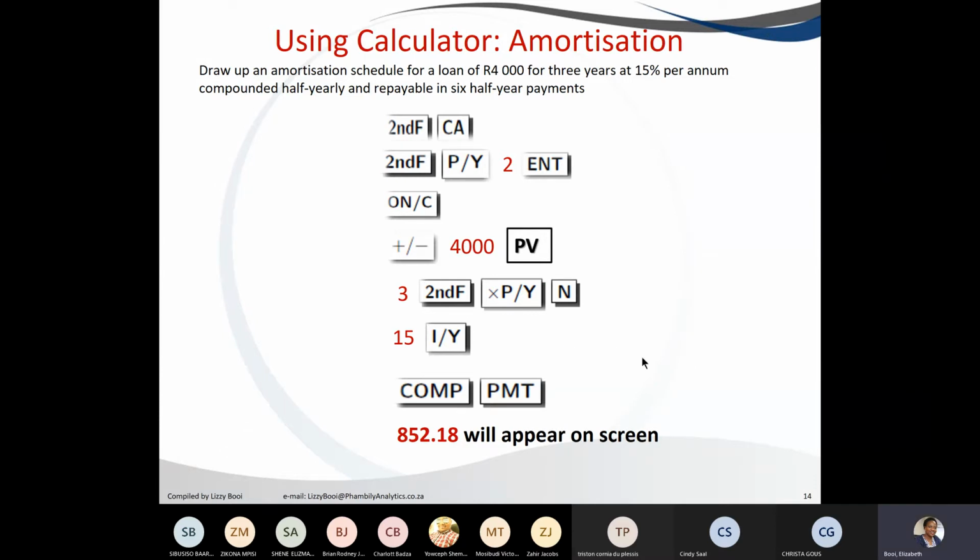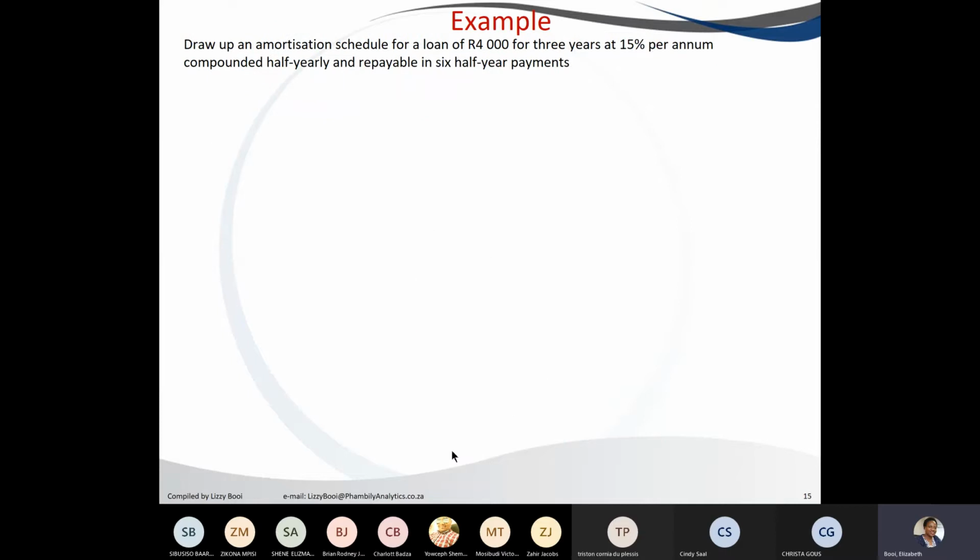Are you done? I just need one person to indicate if they are done. If you are not done and you are using a financial calculator, also let me know so that I can give you more time. Yes, I am done. Done. Nobody's left behind. Okay, so now let's go and do amortization.